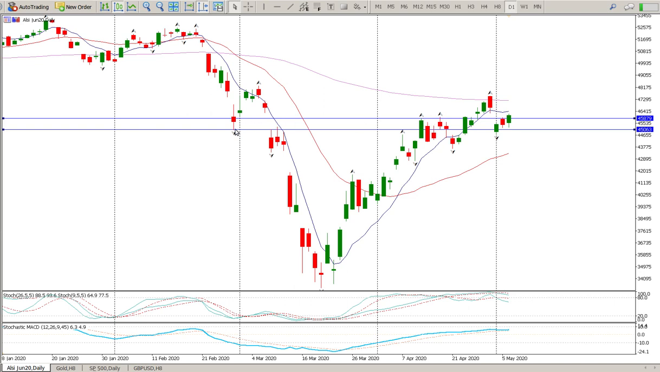Okay, the level to the downside is pretty much right here on this fractal here, and we'll get the actual levels on the lower time frames.